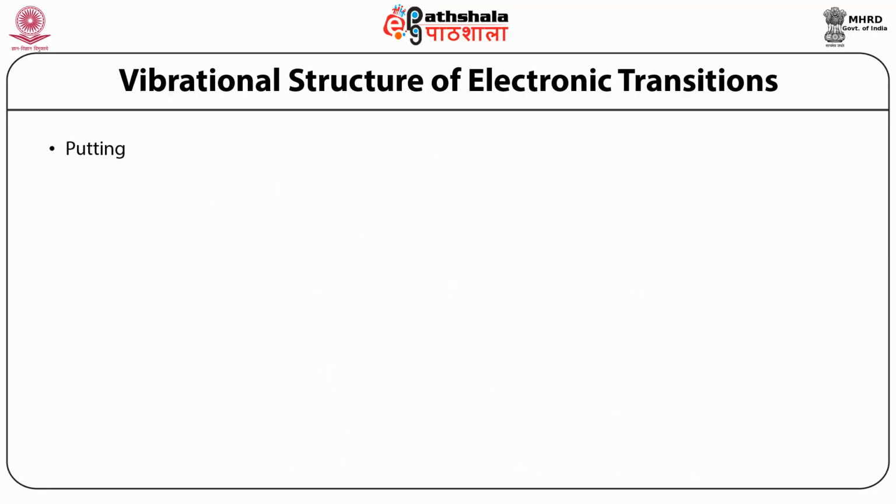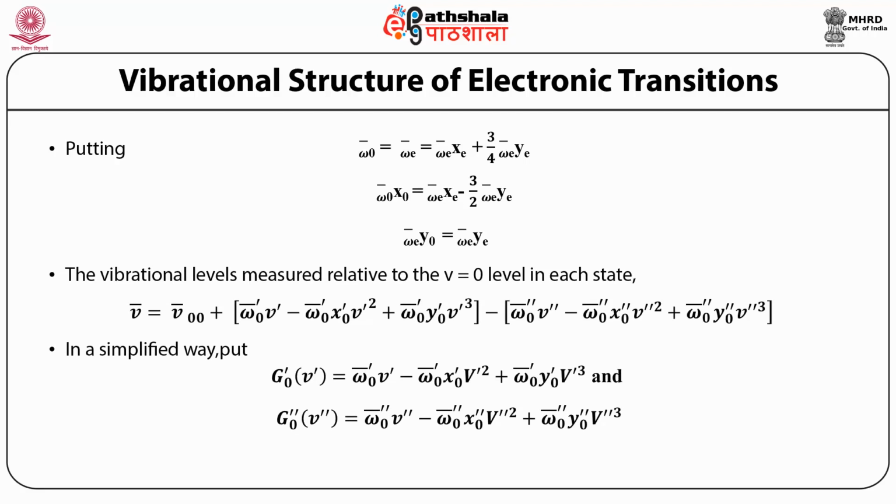So putting the values of ω_0 = ω_e, ω_0 x_0 = ω_e x_e plus 3/4 ω_e y_e, and ω_0 x_0 = ω_e x_e minus 3/2 ω_e y_e, and ω_0 y_0 = ω_e y_e. The vibrational levels are measured relative to the ν = 0 level in each state. So simplifying this, ν = ν_00 + G_0'(ν') − G_0''(ν'').